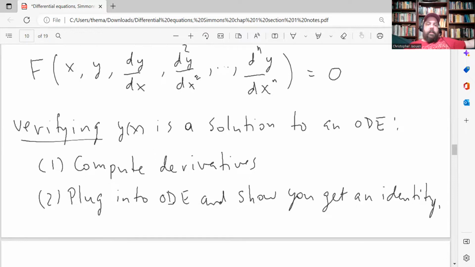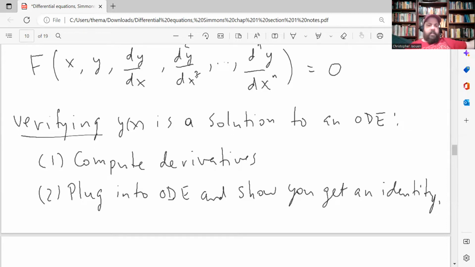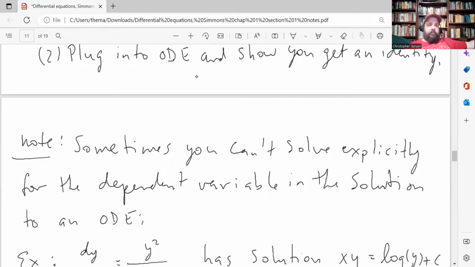Okay, and then he talks about how, given a solution, you would verify that it is a solution to an ODE. And you do it in the ordinary way that you would verify any solution to an equation. Because it involves derivatives, you would compute the derivatives of the solution and plug them into the ODE and show that you get an identity. Okay, when I get to the exercises, I think I do one or two of those types of things, so you'll see how that works.